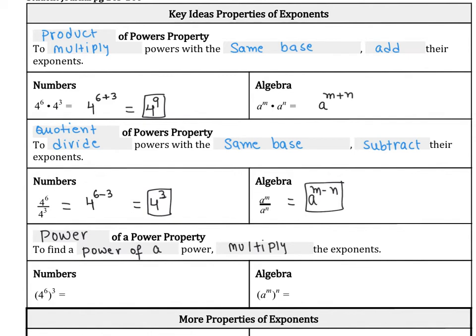You can see that in this case you have two powers. So when you have two powers, you multiply, and when you have two bases, then you add the powers. And then for the letters here, you're going to write a to the power m times n.